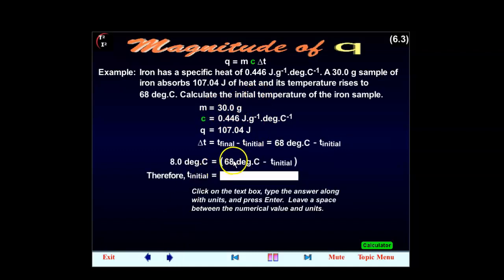You should get T final, 68 minus T initial, and therefore your initial will be 68 minus T. That is, after you calculated your temperature and stuff like that, you should type in your answer right here.